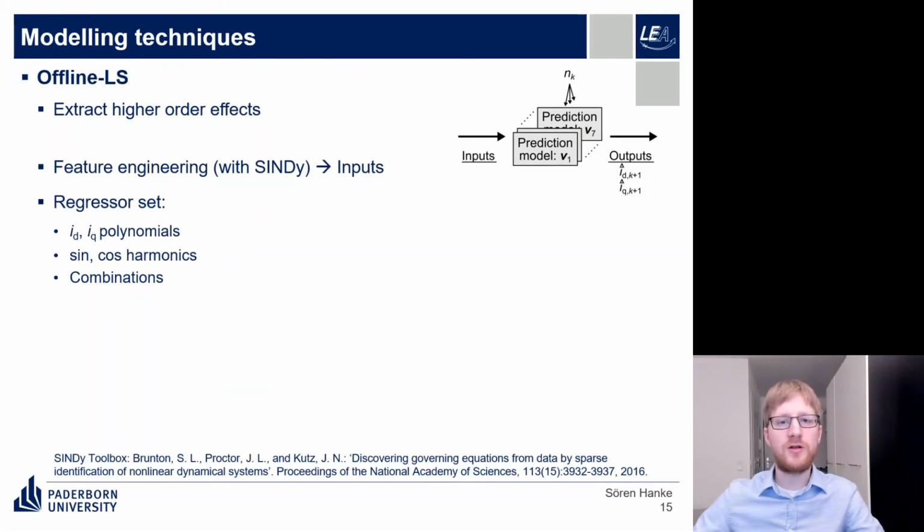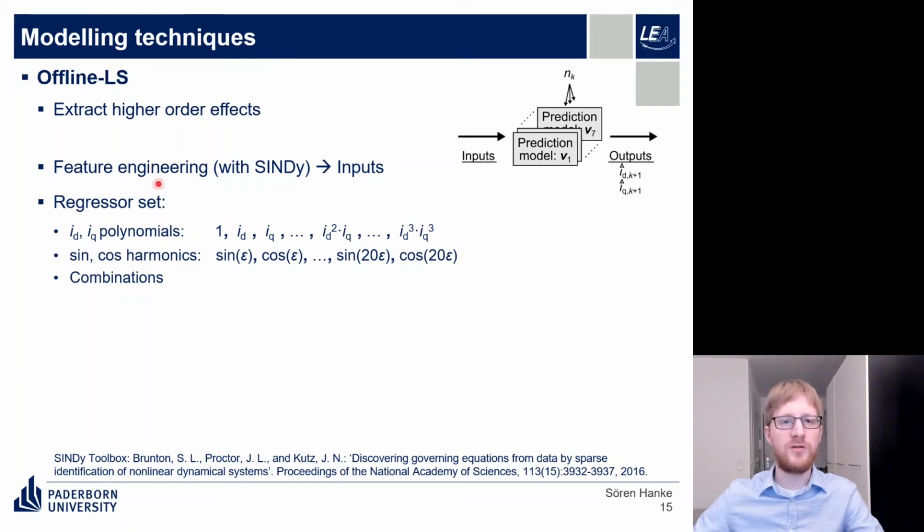The next approach is the offline least squares. The idea of the offline least squares is to use more inputs to be able to extract higher order effects from measurement data. To find those inputs, we first build up a regressor set consisting of ID/IQ polynomials up to order 3, sine-cosine harmonics up to order 20, and all possible combinations of these. So we build up a comprehensive regressor set.